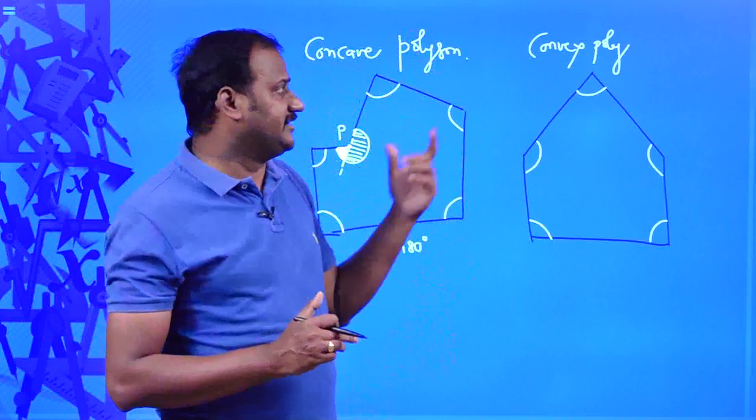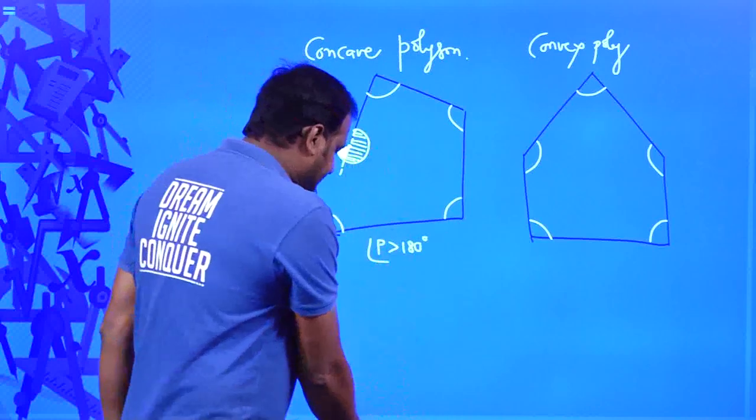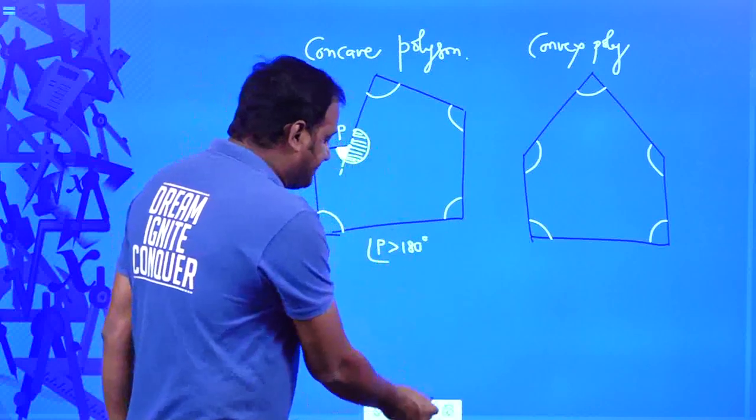Okay. Let us have a look at these convex polygons and what the different types of convex polygons are. For example, if you want to form a polygon, a closed figure, what is the minimum number of sides or minimum number of line segments that you need?